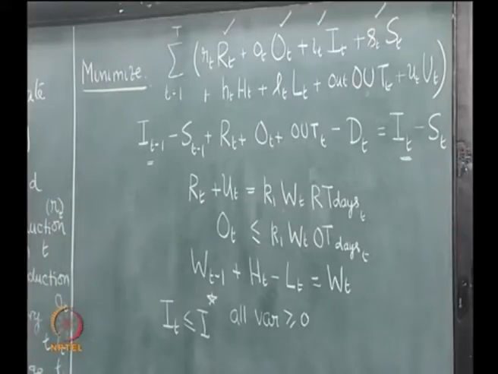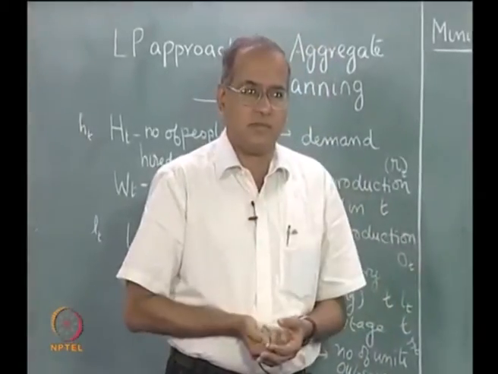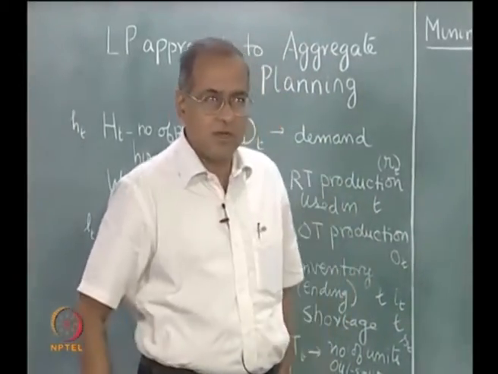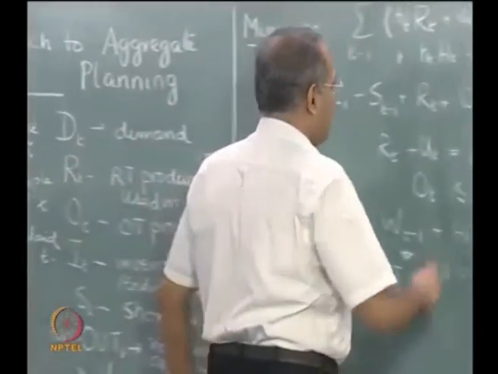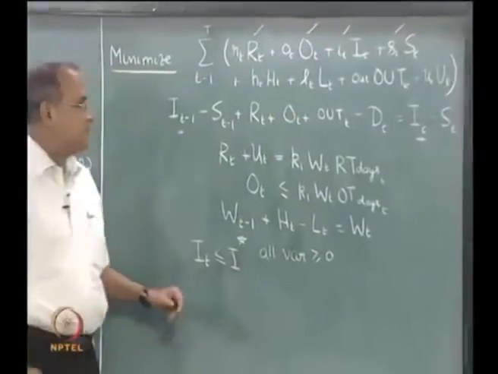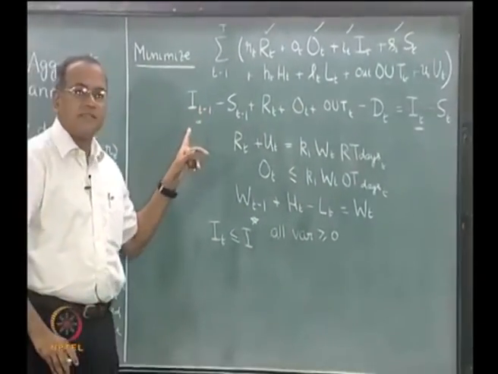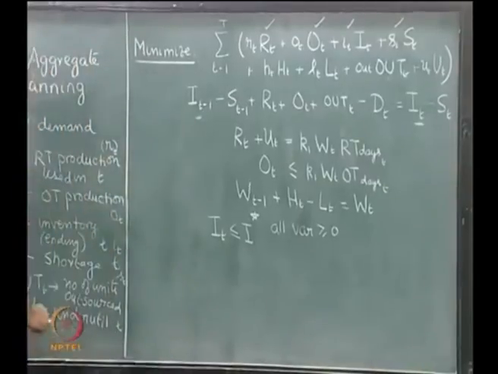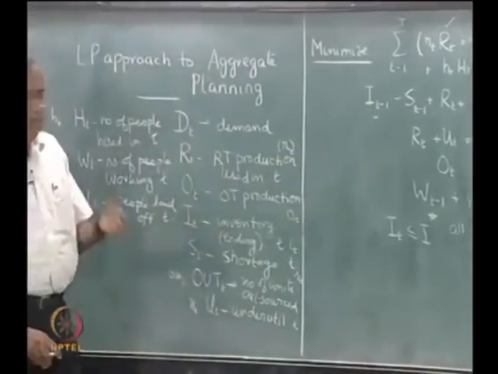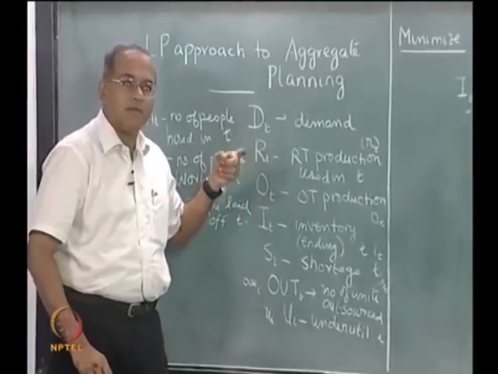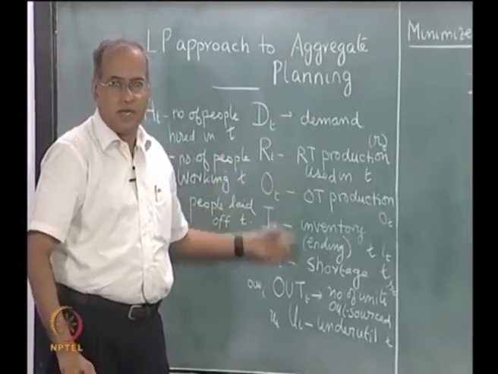Now we try and address the next question. What do we do if we have multiple products? The other thing that we also see is this. Now some of these are in units. Now we have to define these variables carefully. Right now we define some of them as units. Number of units produced in regular time, number of units produced in overtime, and so on.